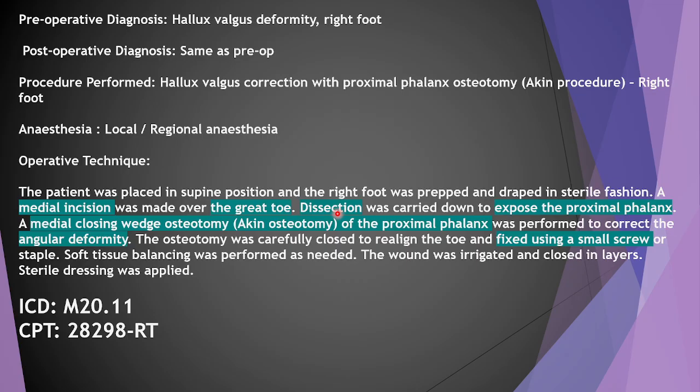After that, the dissection was carried down to expose the proximal phalanx, and the medial closing wedge osteotomy, the Akin osteotomy of the proximal phalanx, was performed to correct the angular deformity, and the osteotomy was carefully closed to realign the toe, and fixed using a small screw or staples. Soft tissue balancing was performed, and the wound was irrigated, closed in layers, and dressing was applied. So we'll see the navigation of this procedure.